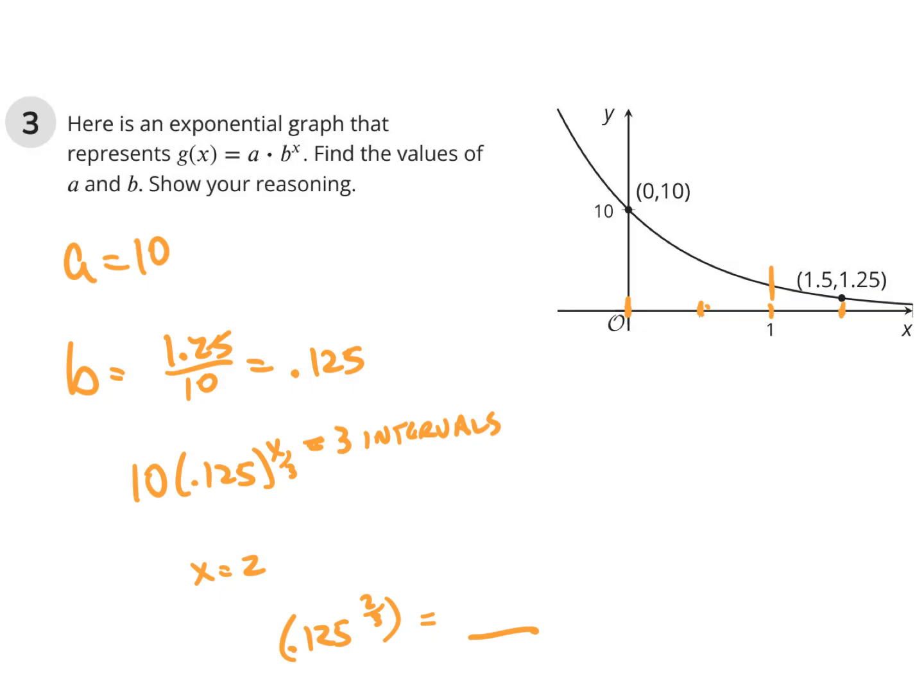If I raise 0.125 to the 2 divided by 3, I get 0.25. And then 10 times 0.25 to the x, where x equals 1 full interval. So this period of time right here. If I use x divided by 3, I'm going to get this jump, and then I'll have to calculate 2 jumps. So if I do 0.125 to the 1 divided by 3, I get 0.5. So 10 times 0.5 to the x, where x is 1 jump.